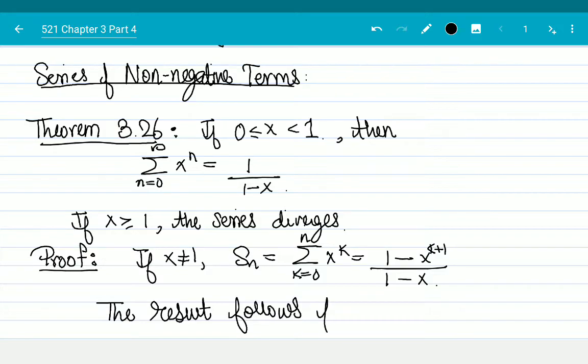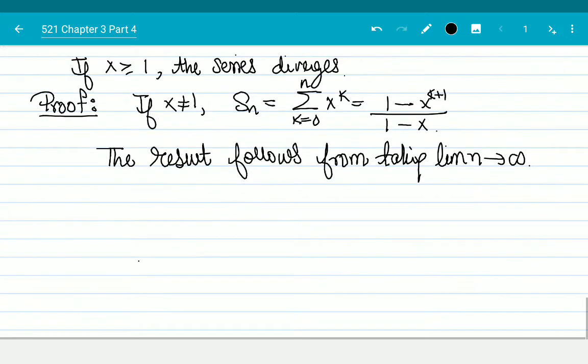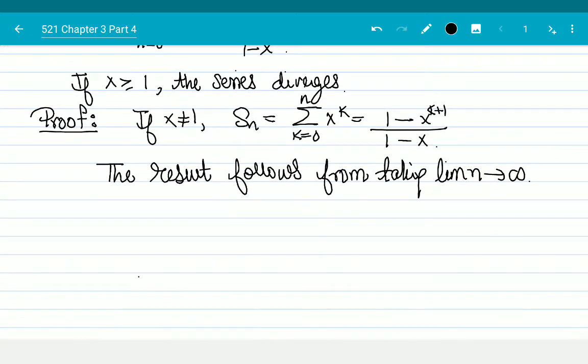Follows from taking the limit as n goes to infinity. If x is equal to 1, then Sn is just 1 plus 1 plus 1 plus 1 plus 1 plus 1, and it obviously diverges.